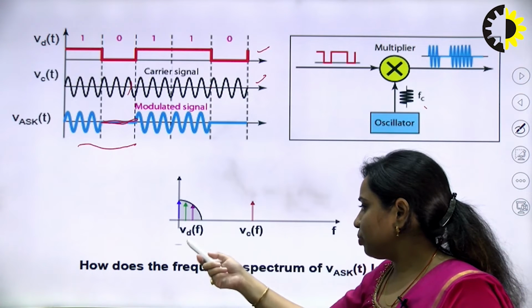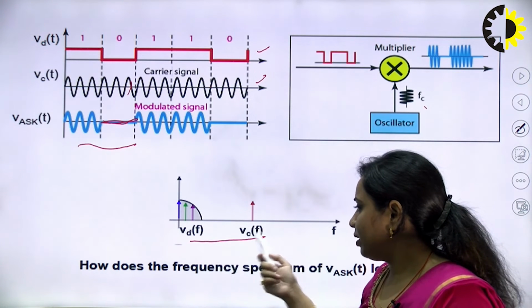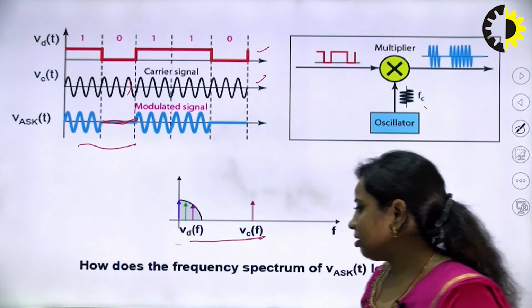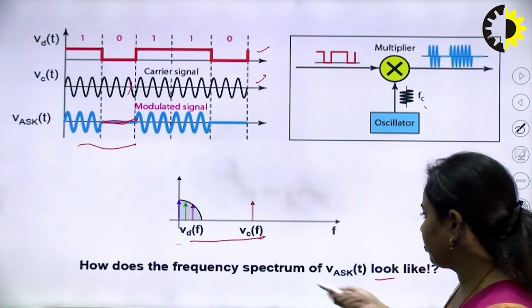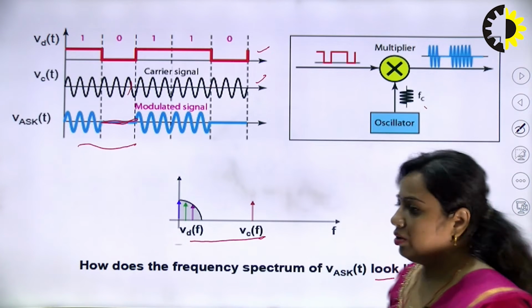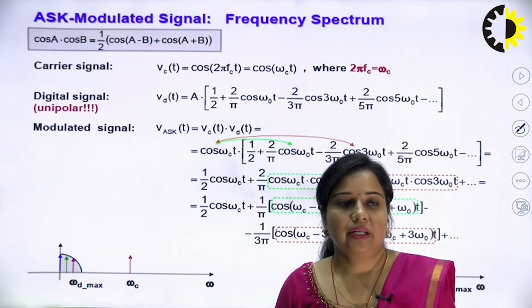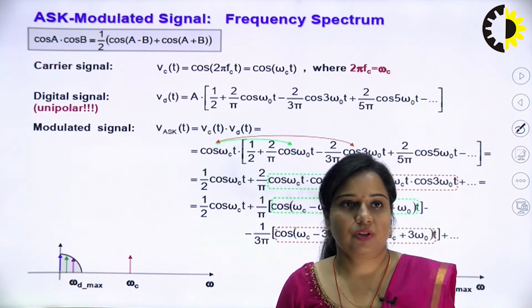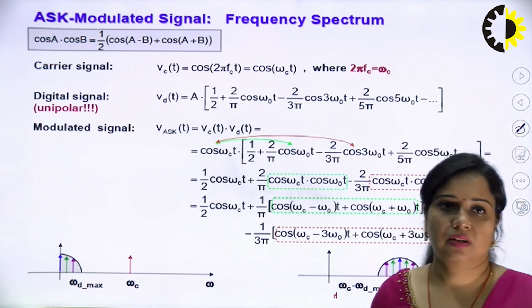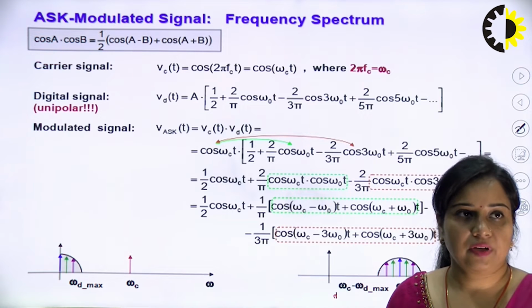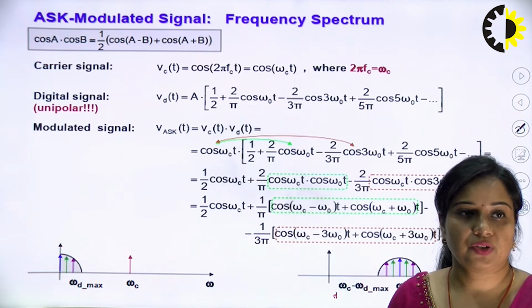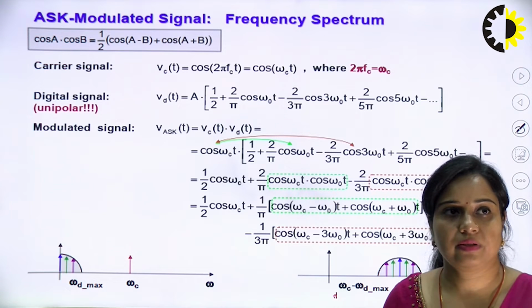Now, next is this one, that is VDF and VCF. VDF is nothing but how the frequency spectrum of the signal looks like. So, this is how this spectrum will be. Next is ASK frequency spectrum. So, you have to consider its derivation, mathematical representation before drawing its frequency spectrum.